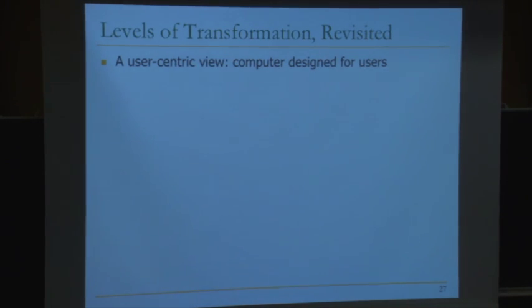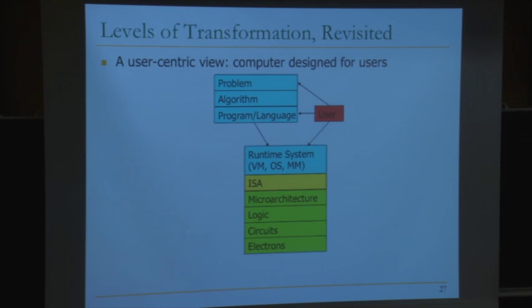Levels of transformation, I guess I'll revisit them a little bit. Broaden a little bit. Levels of transformation actually should include something else, which is very, very important to computing, which is the user. Traditionally, you don't see this, but I'd like to think of it this way also, because in the end, we're designing computers for users, different users.